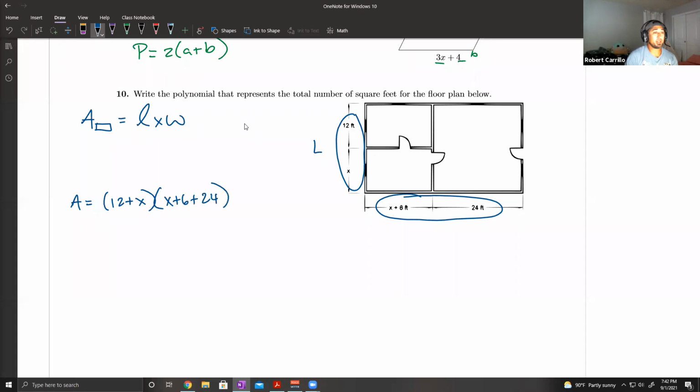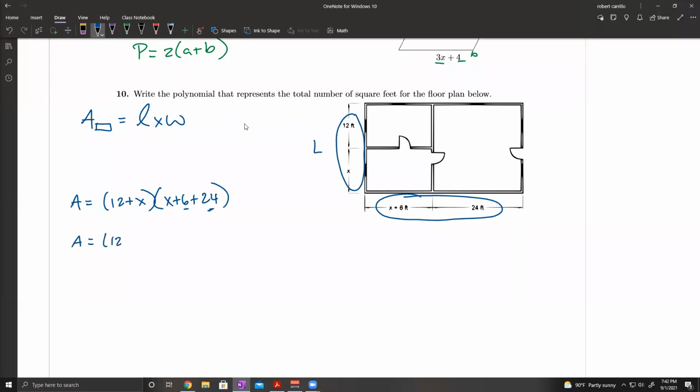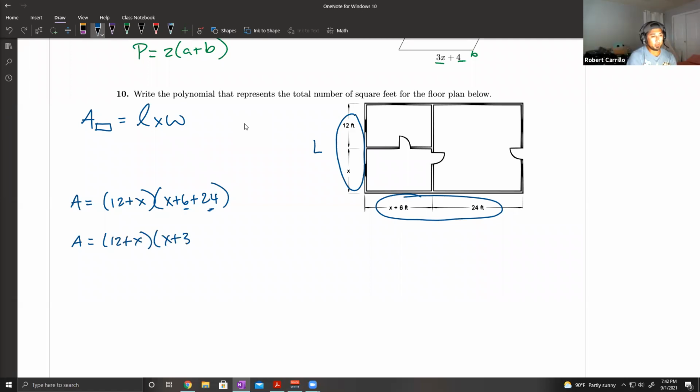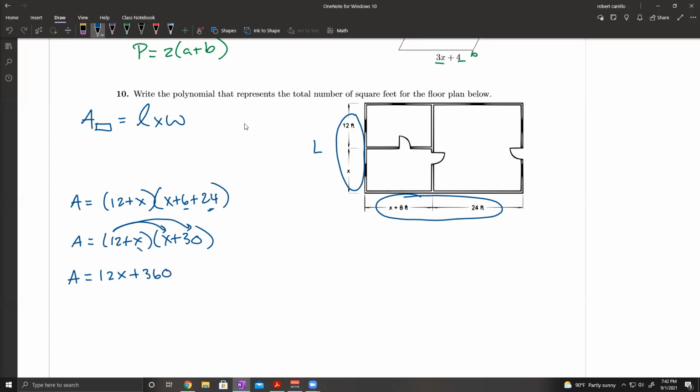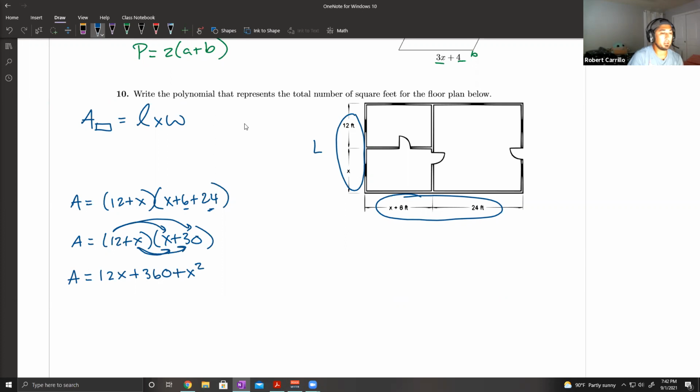Okay. So these are the terms that will represent the area of this rectangle. And now let's go ahead and clean it up, because can we add that 6 and the 24? Yes. So we get 12 plus x times x plus 30. And now we have two binomials. So what method can we use here? FOIL. Let's do it. So area, 12 times x, 12x. What is 12 times 30? 360. And then x times x, x squared, and then x times 30.